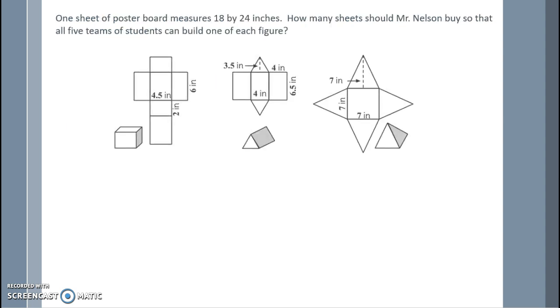One sheet of poster board measures 18 by 24 inches. How many sheets should Mr. Nelson buy so that all 5 teams of students can build one of each figure?